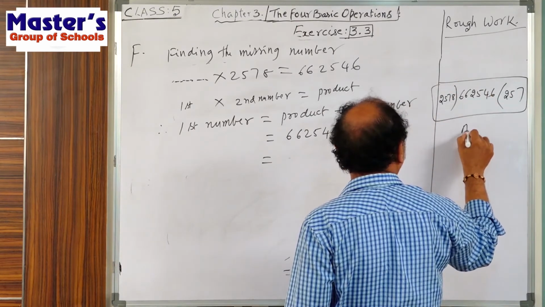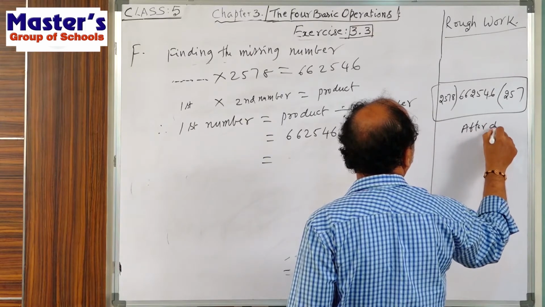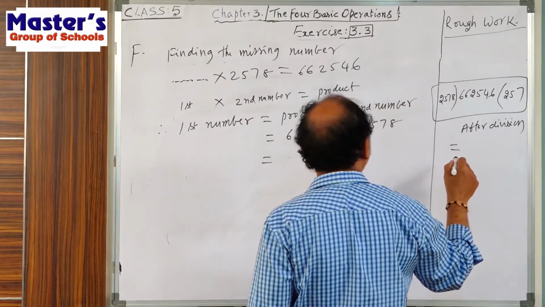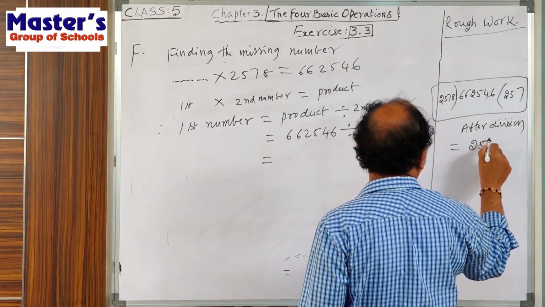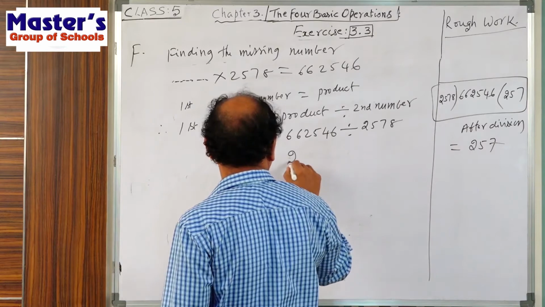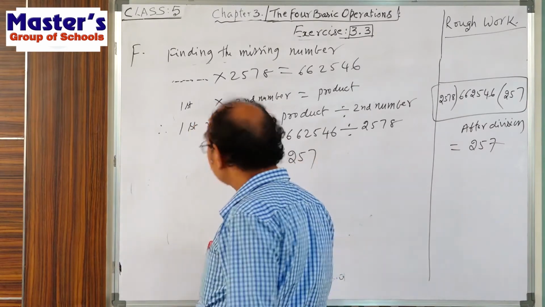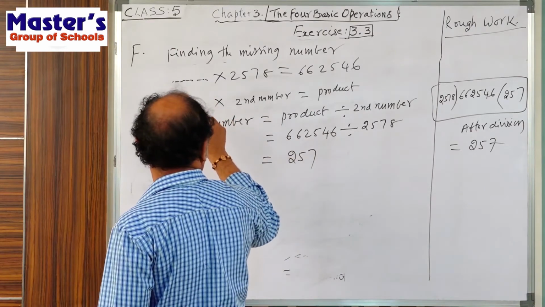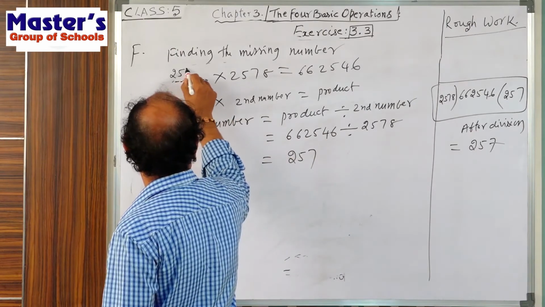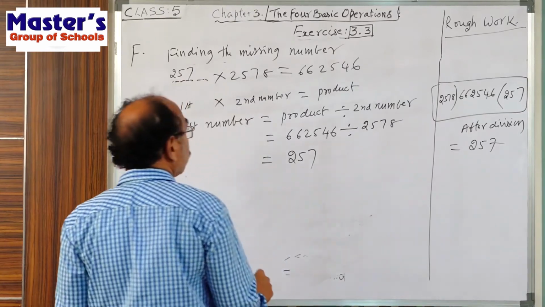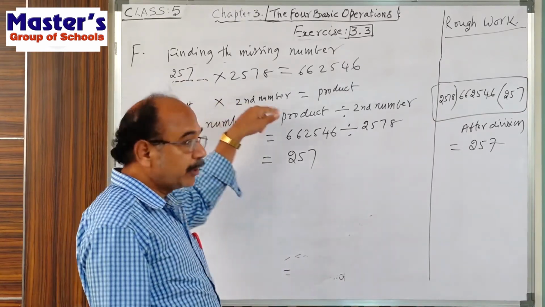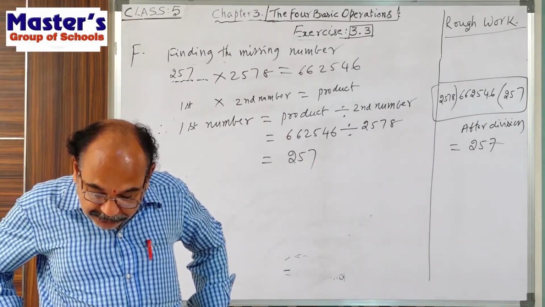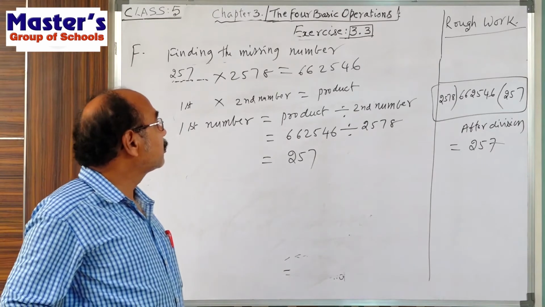Okay, so after division, how much do we get? 257. So in the blank we write 257. So 257 into 2578 is equal to 662546.